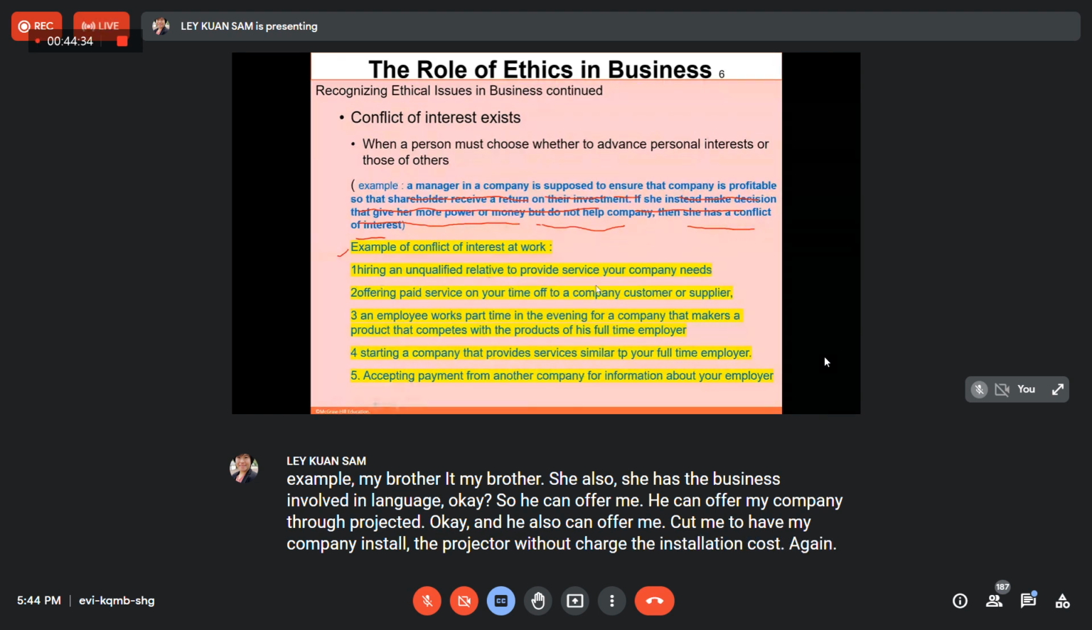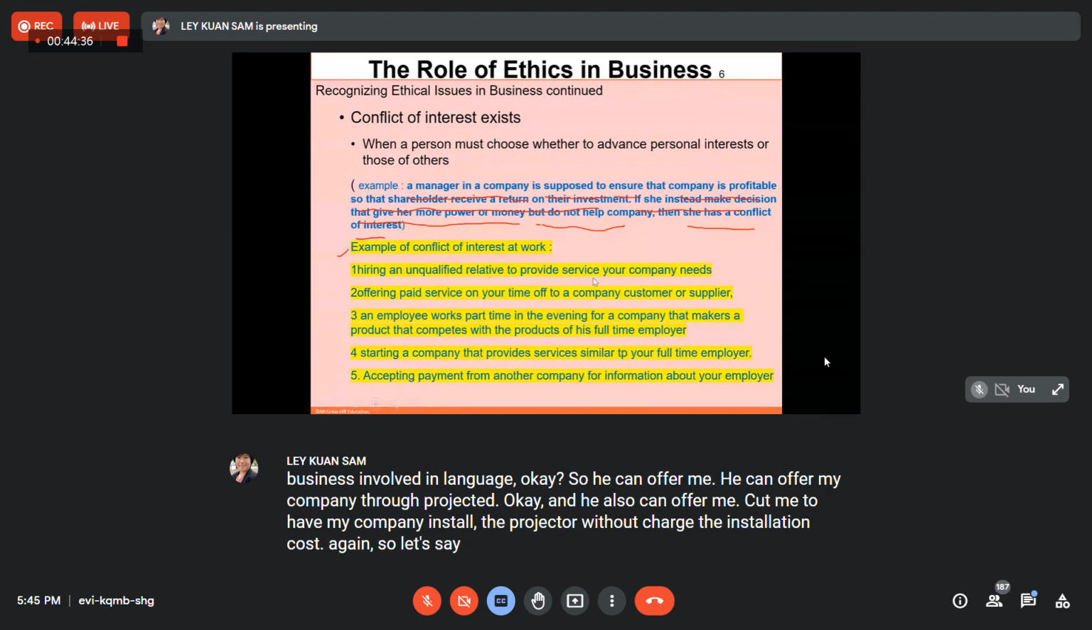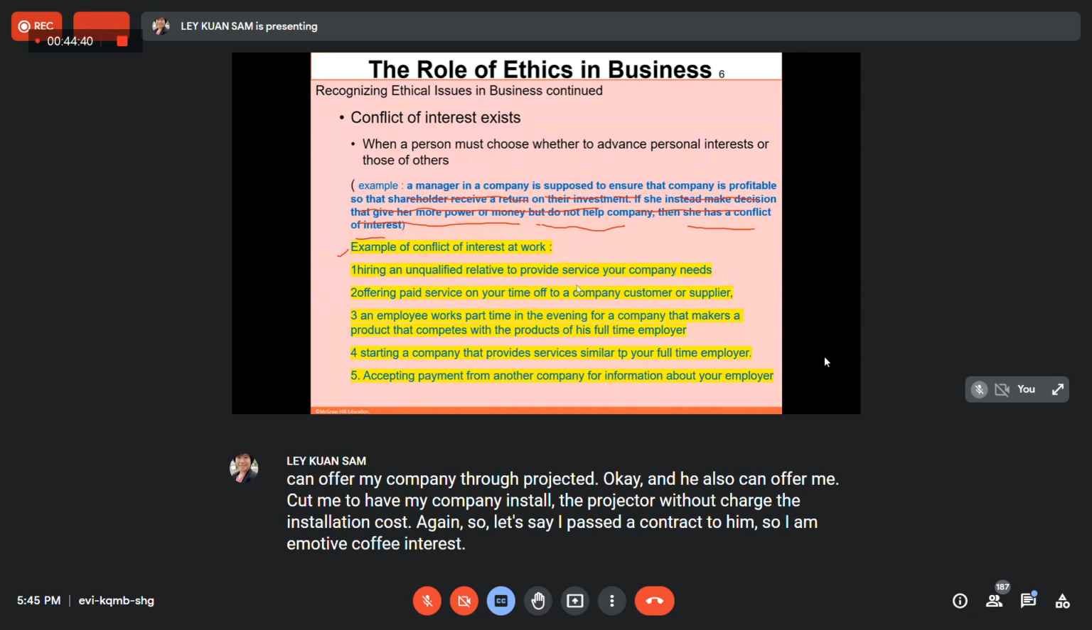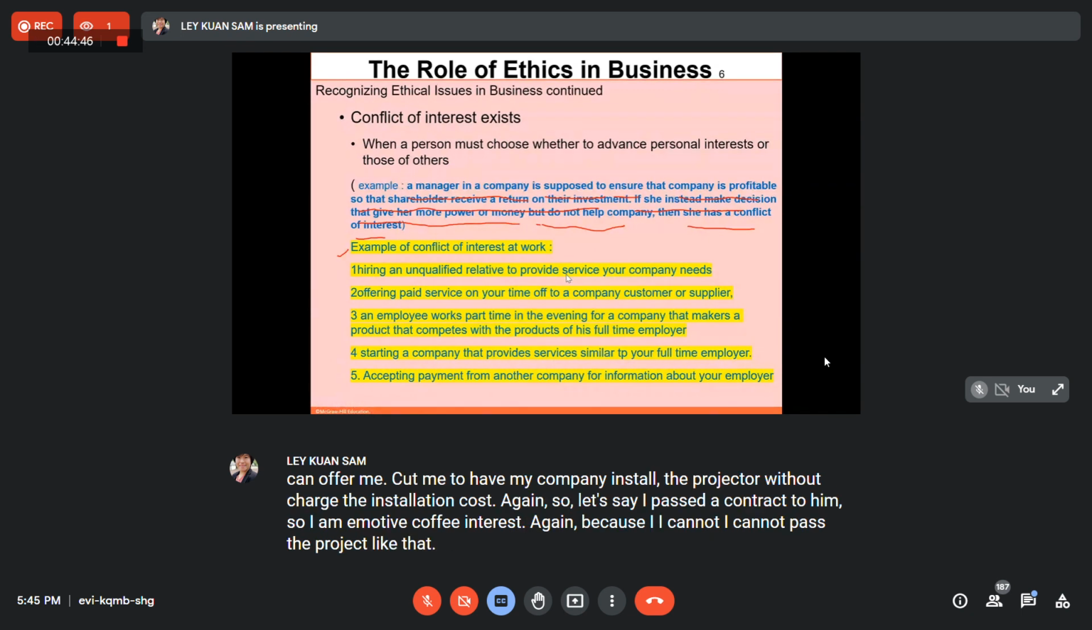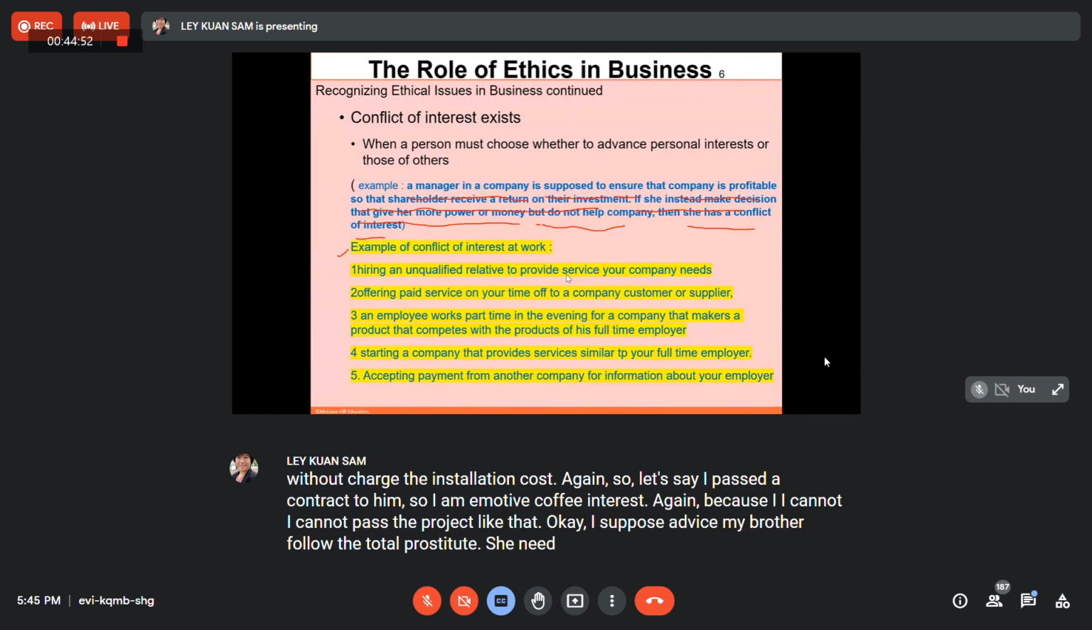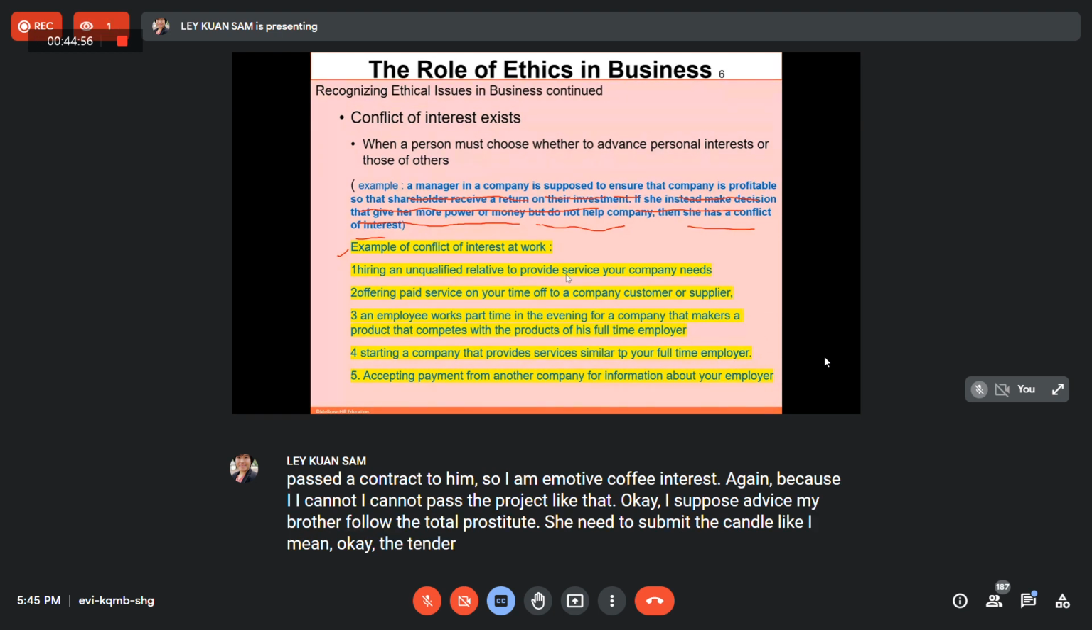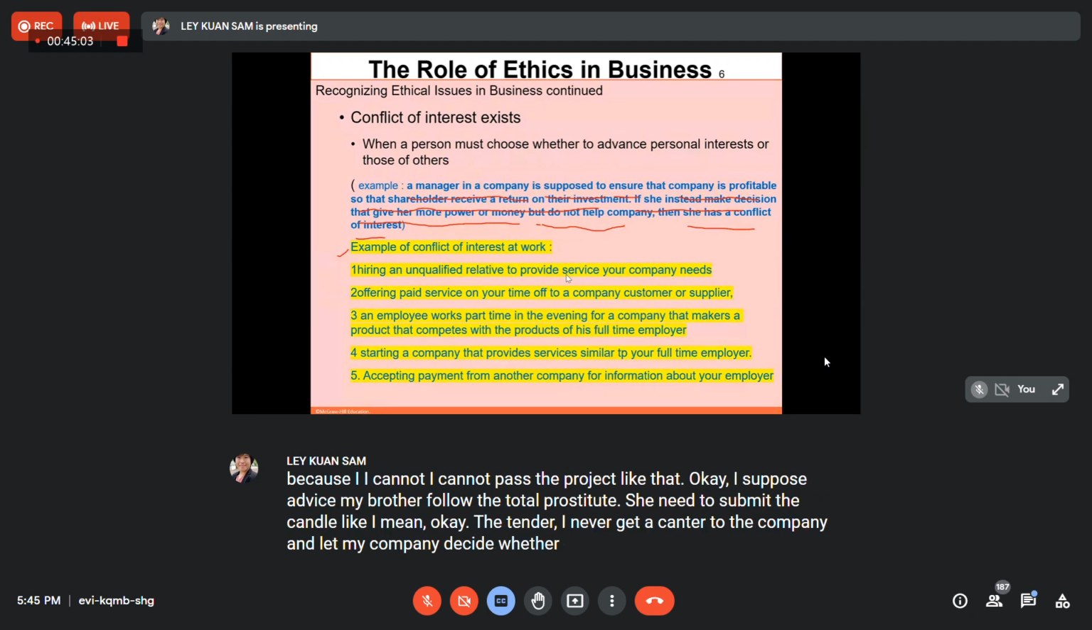So let's say I pass the contract to him, then I am involved in a conflict of interest, because I cannot pass the project like that. I should advise my brother to follow the proper procedure. He needs to submit the tender to the company and let my company decide whether to pass this project to him or not.